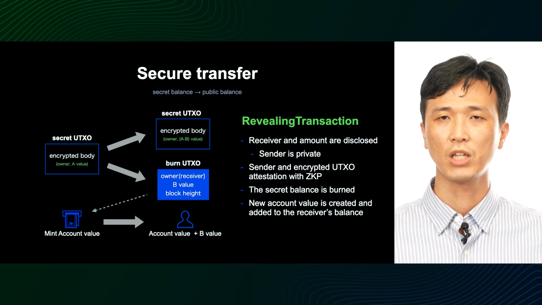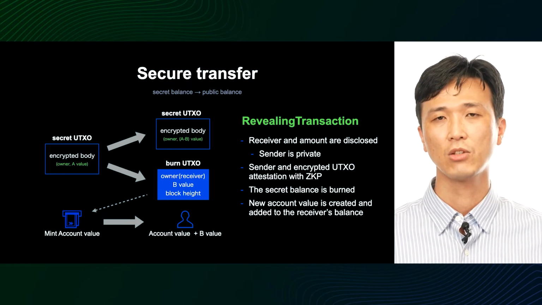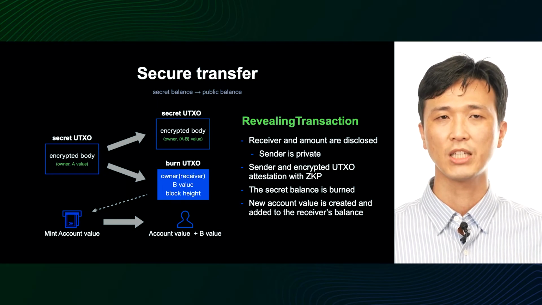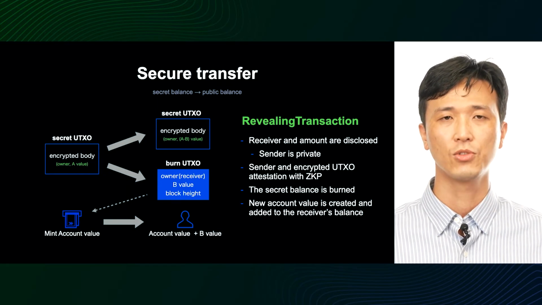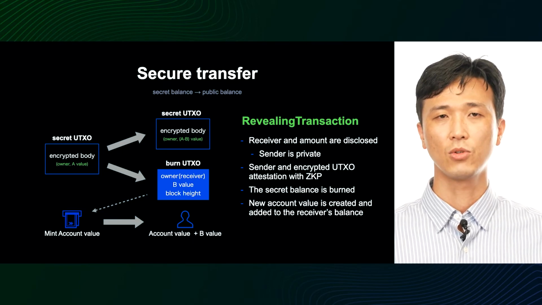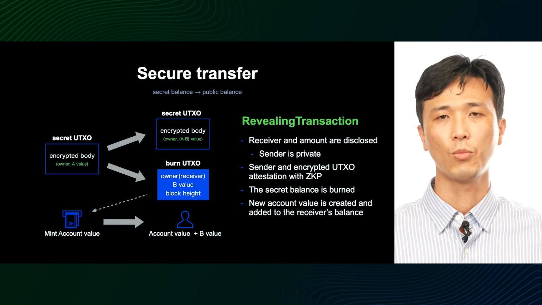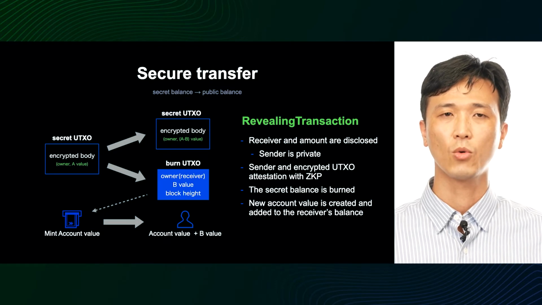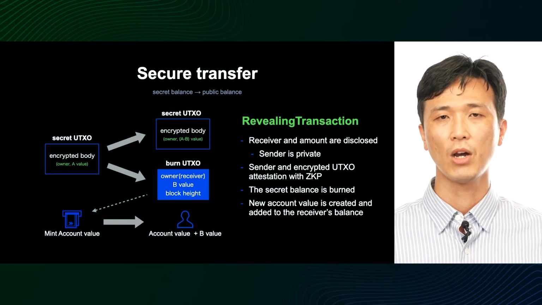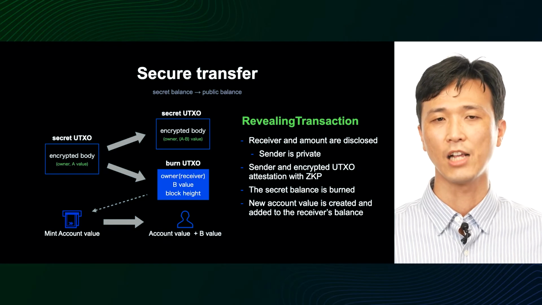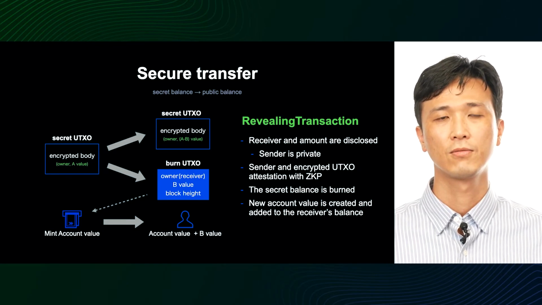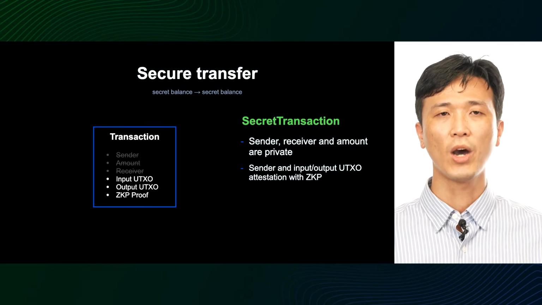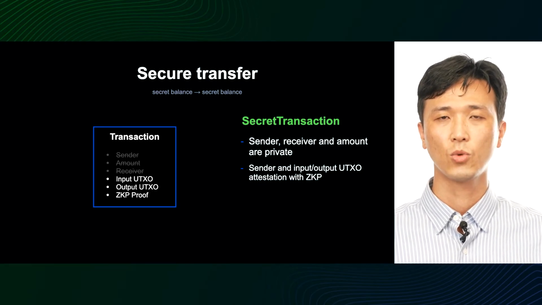So in this case, if only a partial amount, not the entire amount of the input secret UTXO, is transferred to the public balance, and the remaining balance is generated as the output secret UTXO, it may be difficult to infer the balance information of the input. So in this way, the revealing transaction is the UTXO model, so that the recipient and the transaction amount are publicly known to anyone, but the sender is unknown.